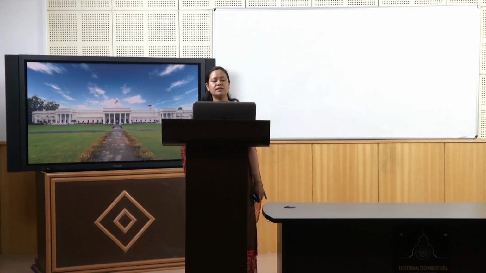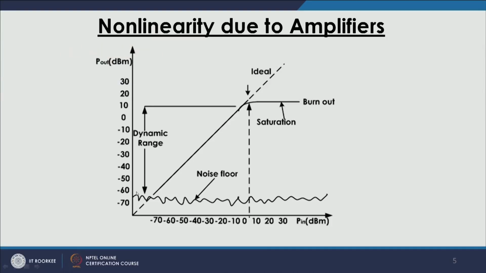Now, let us have a look at the non-linearity due to the amplifier. Whenever we apply any input power, we want our output power to be proportional to the input power with some gain. If you look at this diagram, whenever we apply minus 70 dBm power at the input, at the output we get almost minus 60 dBm output power. So, there is a gain of 10 dB that this power amplifier is giving to us.